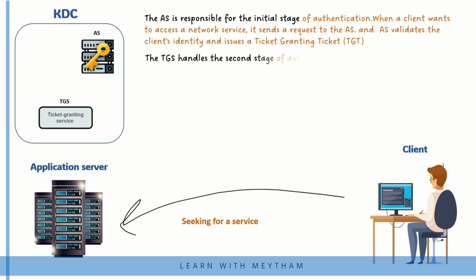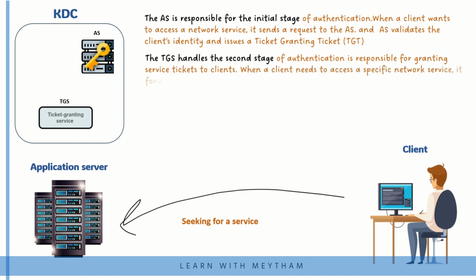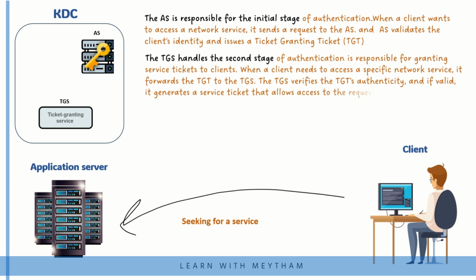Next is the Ticket-Granting Server, or TGS. The TGS handles the second stage of authentication and is responsible for granting service tickets to clients. When a client needs to access a specific network service, it forwards the TGT to the TGS. The TGS verifies the TGT's authenticity, and if valid, it generates a service ticket that allows access to the requested service.